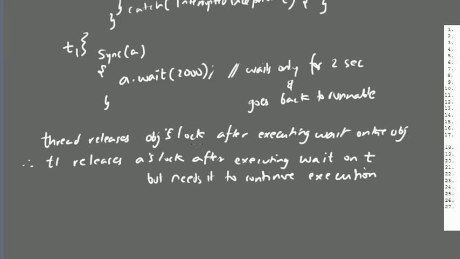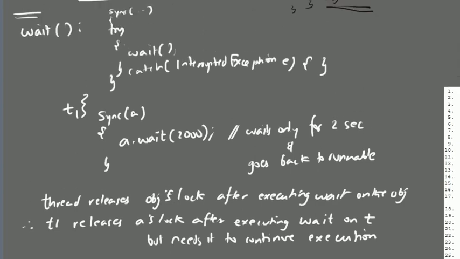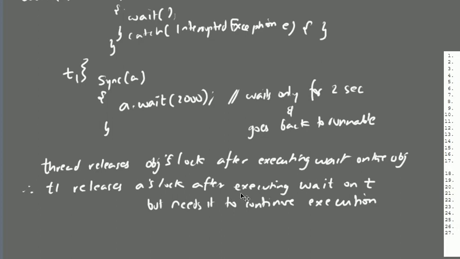So a thread releases the object's lock after executing wait on the object. Therefore, in this case, T1 releases A's lock after executing wait on it. After releasing it, it would be in the wait state, waiting to be notified. But T1 needs the lock back to continue execution.